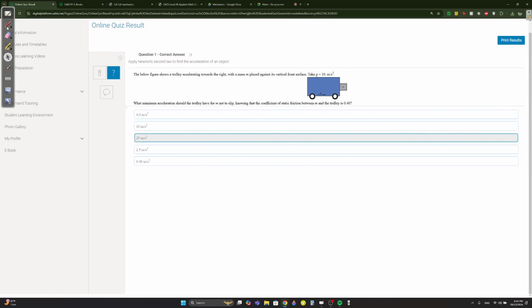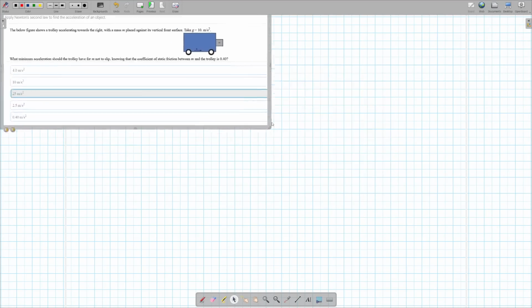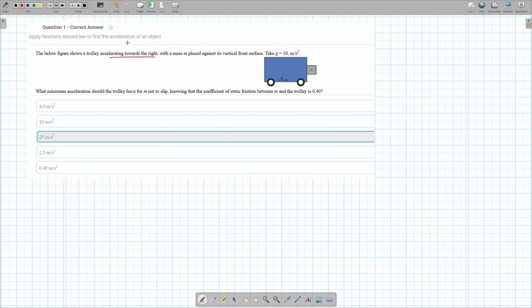The questions may seem hard, but once you get it, it's very, very easy. Okay? Over here, this is a car or a trolley, accelerating towards the right, with a mass m placed against its vertical front surface. So it's moving to the right, and for this block m, we want to know what acceleration the trolley should have for m not to slip, knowing that the coefficient of static friction is 0.4. So they gave us that mu s is 0.4.